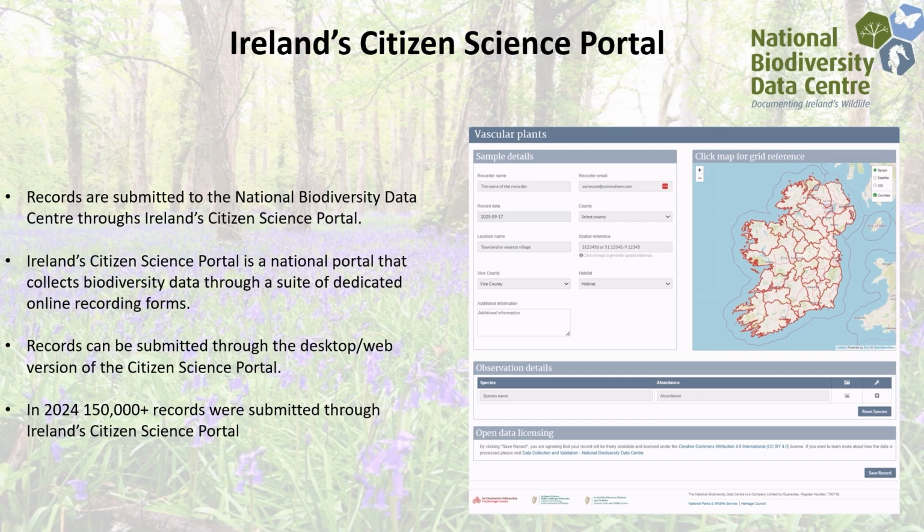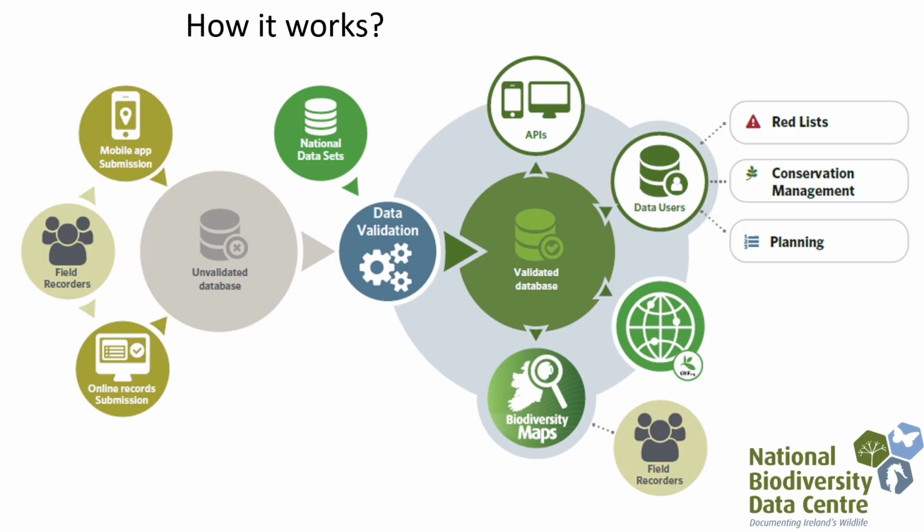So I suppose how that ends up really looking is just a bit of a schematic here to show how data feeds through our system in the first place. So the data comes in from the field recorders, yourselves, the general public, and it goes into the unvalidated database, which is effectively the citizen science portal itself. After that, there is a whole process around data validation, and that can be quite a lengthy process depending on how many records are submitted each year.